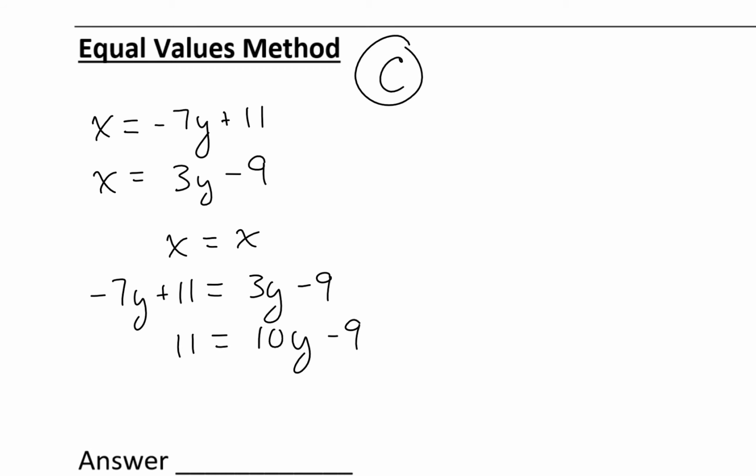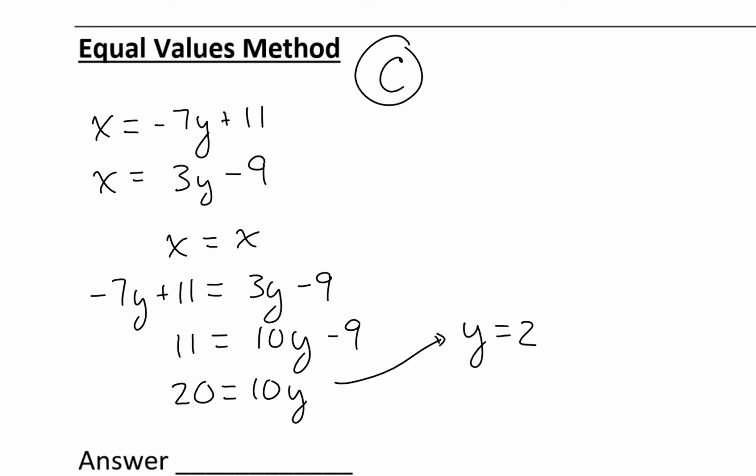And then I could add 9 to both sides. That would give me 20 equals 10y. And then if I divide both sides by 10, that gives me that y is 2. So I know that y is 2.